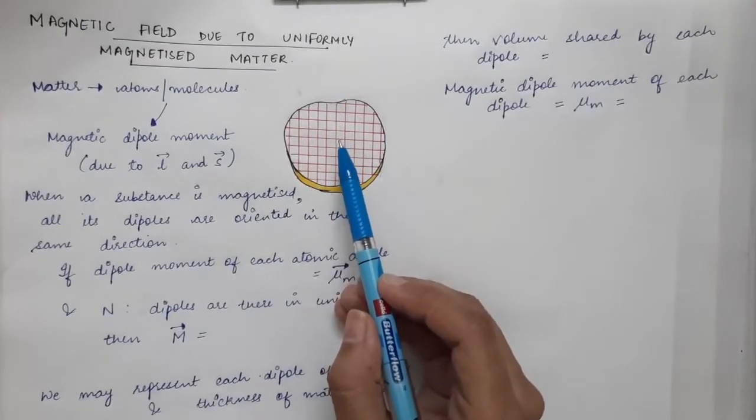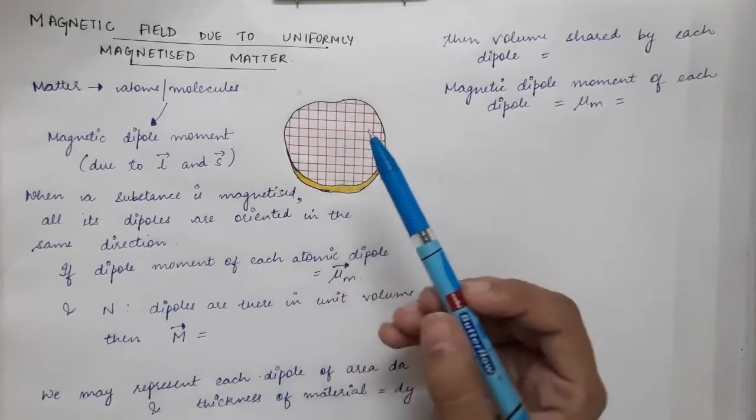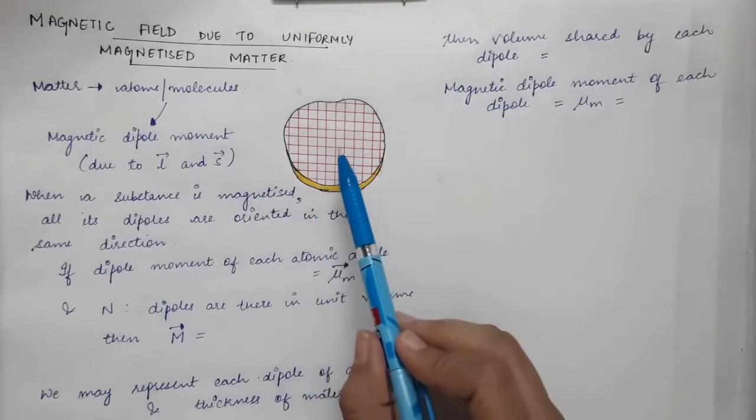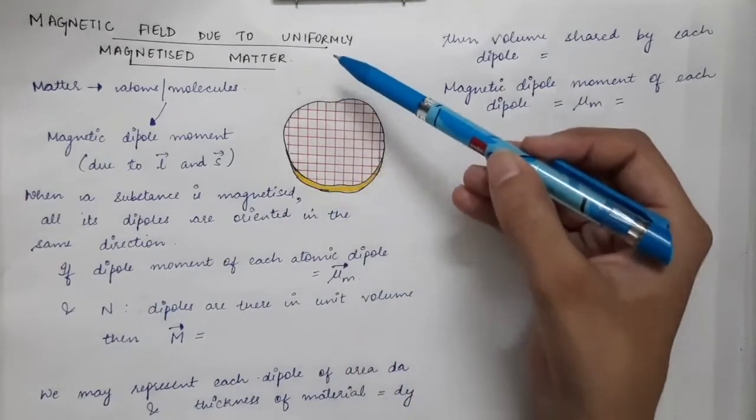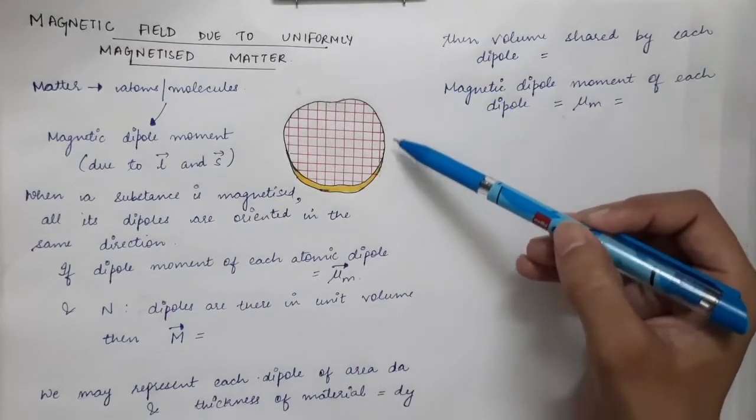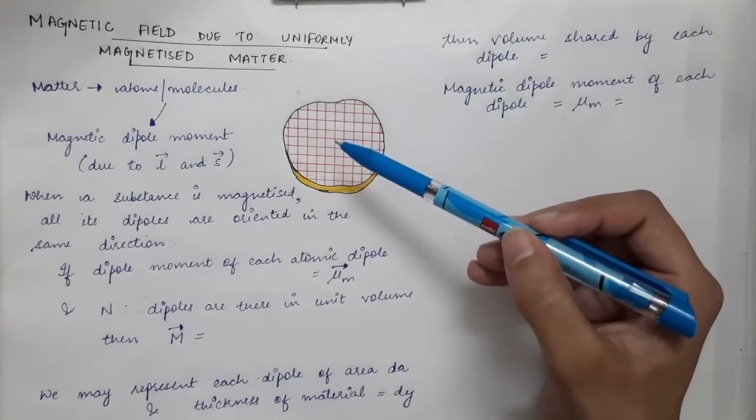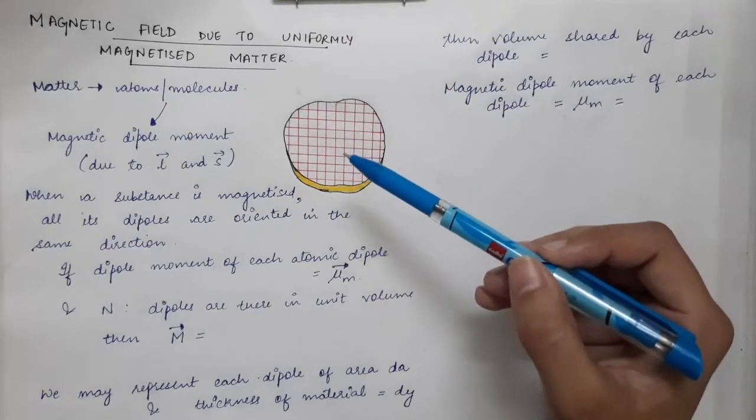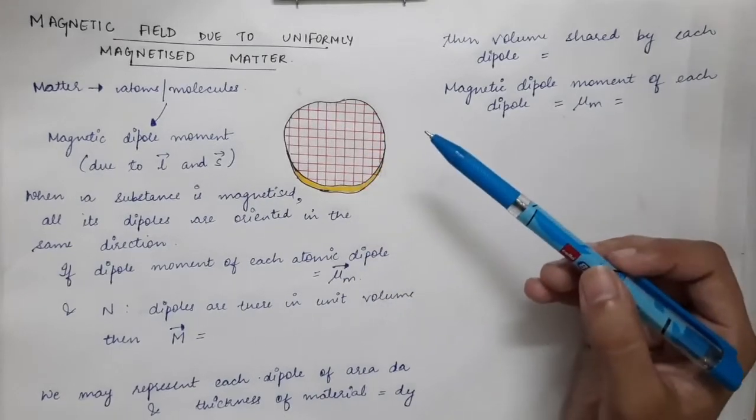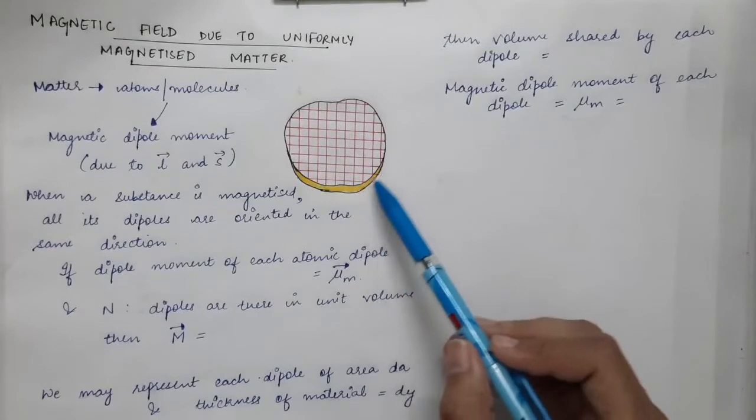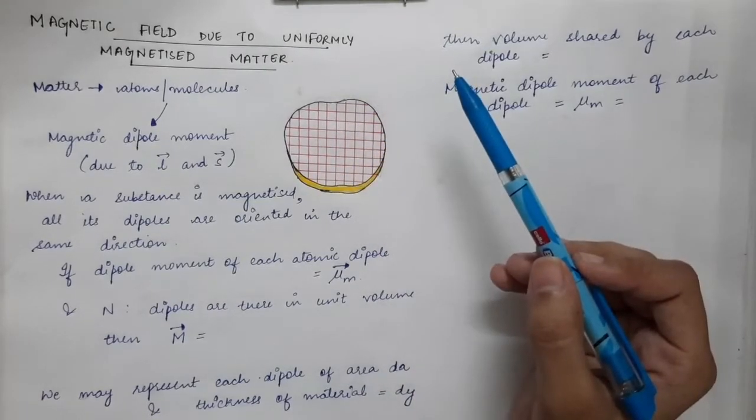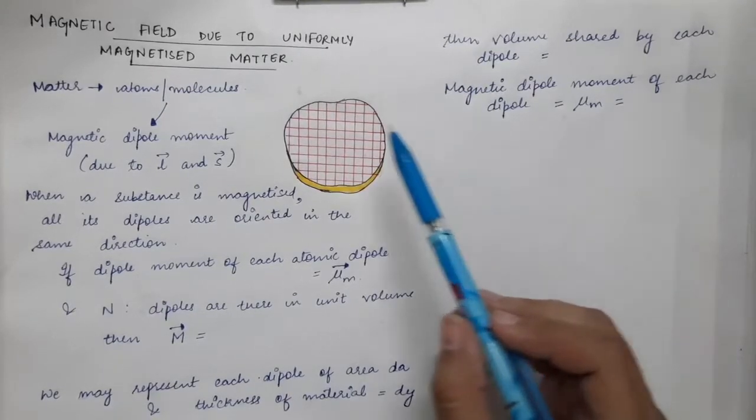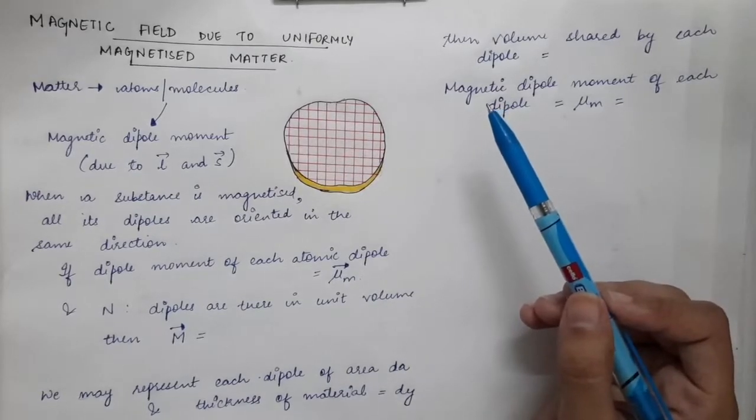Now this material has been magnetized using an external magnetic field. So let's say if you apply a magnetic field in the upward direction, then if this material is a paramagnetic substance, this substance will get magnetized in the same direction as that of the magnetic field. Means if the external magnetic field is in the upward direction, then this material will get magnetized in the upward direction, and if it is a diamagnetic substance, then this material will get magnetized in the downward direction. So no matter what the direction of the external magnetic field is, let's say that this material has got magnetized in the upward direction.